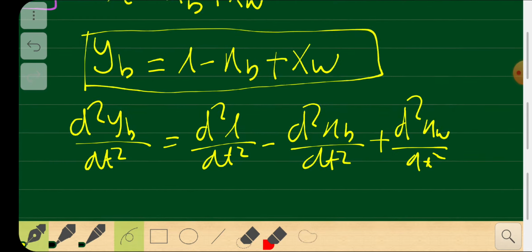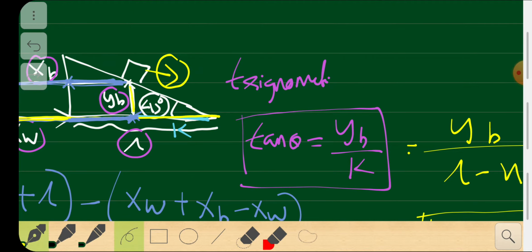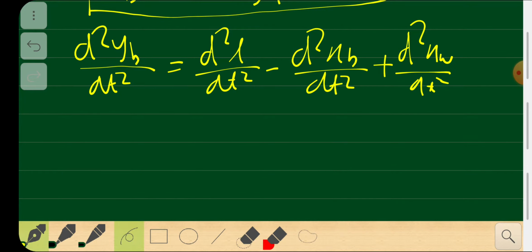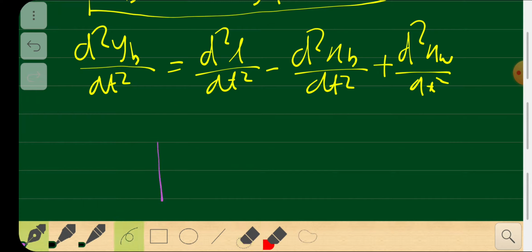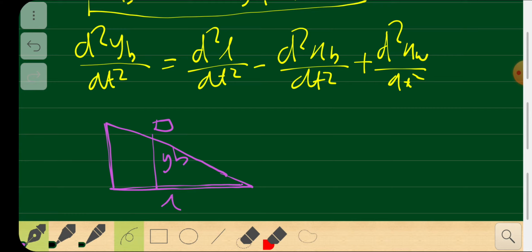So what is d square yb by dt square? yb is this height, the height of the box. Let's draw them in terms of symbol representations, that's easier. So yb is the height of the box. This is yb, this is the box. And l is the length of the wedge. This is l. And xb is the length of the box from the initial starting point. Xw is the length of the wedge after moving.